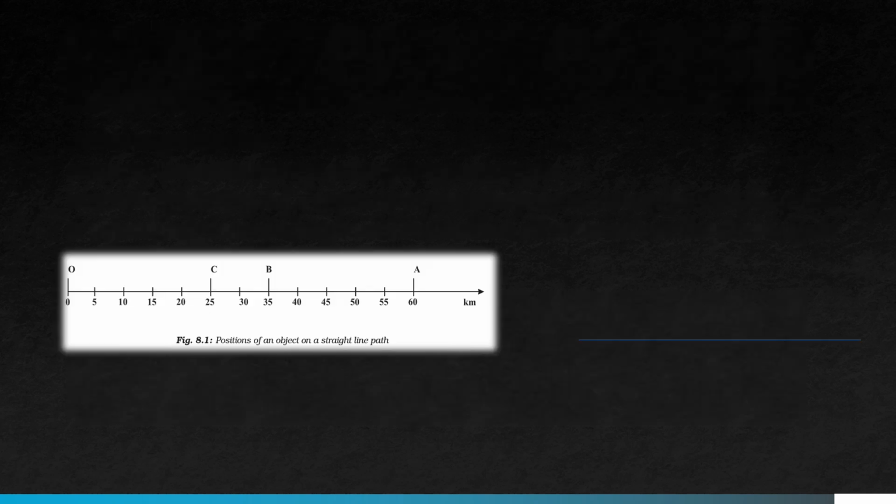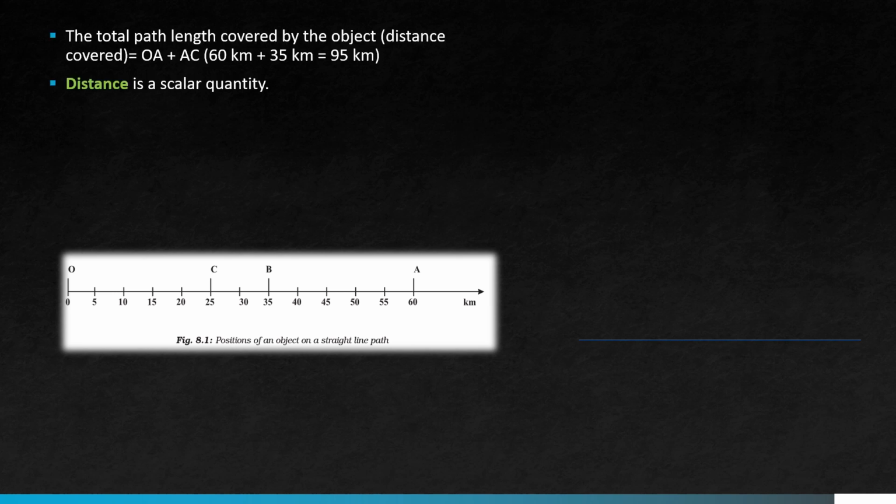Now I'll take the similar image here also. What we have to do is to find the total path length covered by the object. For that, we have to take the distance O to A and then A to C, which is 60 kilometers plus 35 kilometers. The total path covered by the object to reach its final position is 95 kilometers, right? The distance is a scalar quantity. We very well know how much distance the object covered to reach its final position.